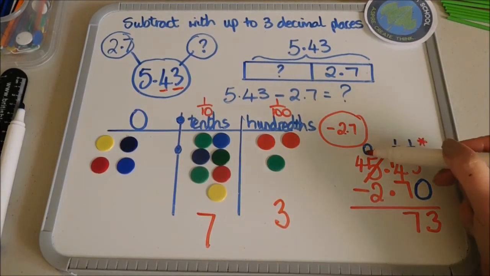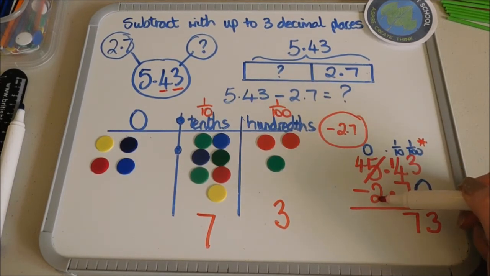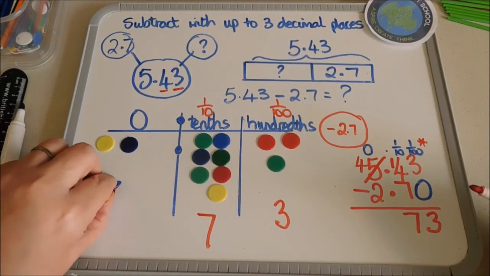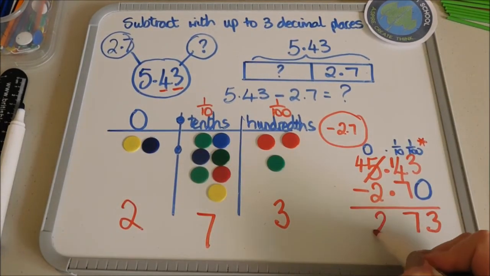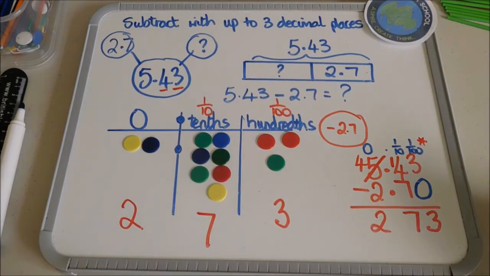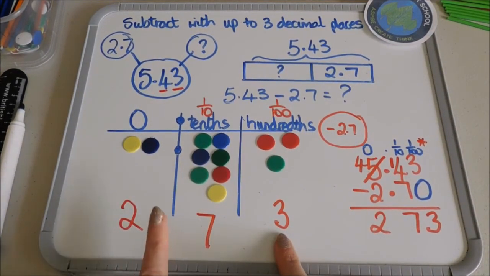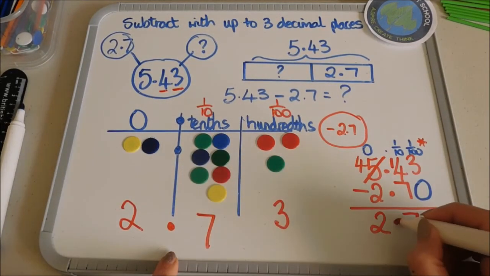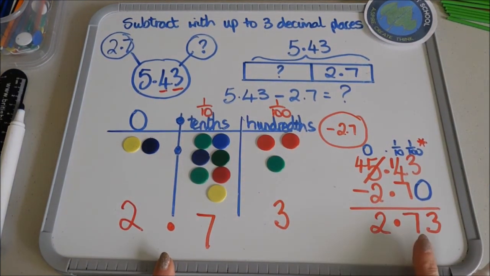Okay, so now I'm going to go to my final column, which is my 1s column, and it's 4 minus 2. Coming to my place value grid, if I take 2 away, 4 minus 2, it leaves me with 2. There we go. Now, a lot of your children at this point would go, "Yay, I'm done." But actually, this number is looking like 273. So we must make sure that we put the decimal point in our answers as well. Okay, so my answer is 2.73.